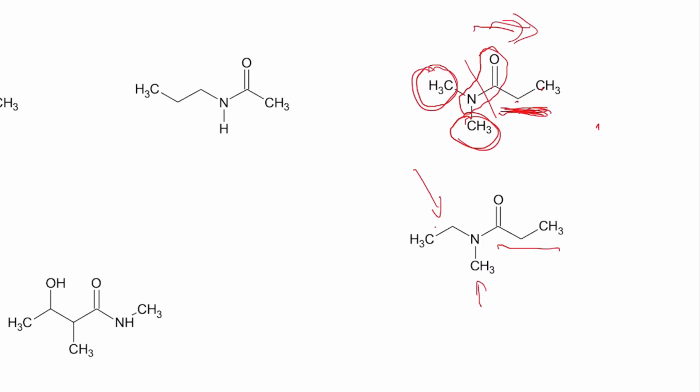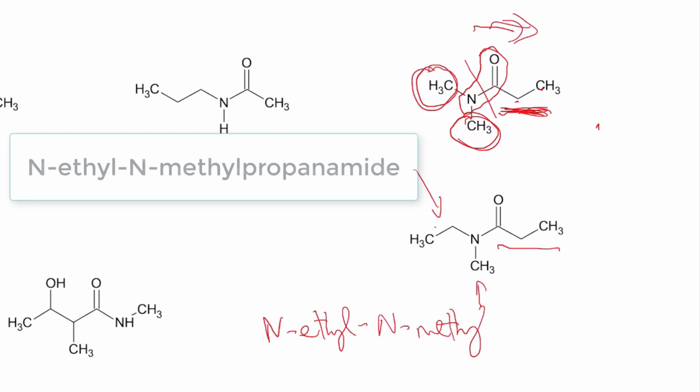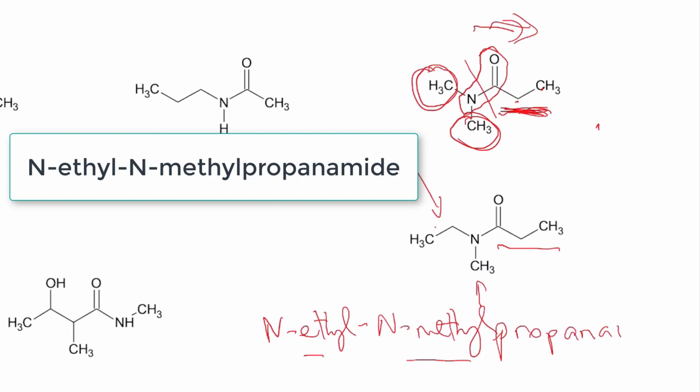So if I were to write this out, I have an N-ethyl, N-methyl. I have to indicate each of these individually because they're different functional groups. And then propanamide. That finishes that one off.